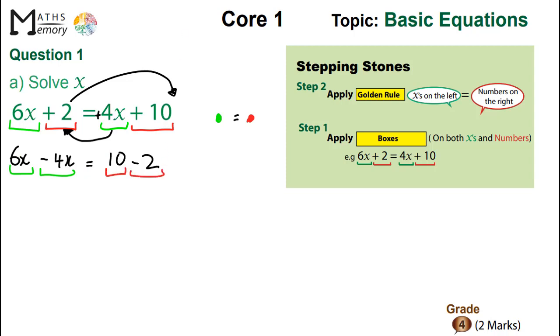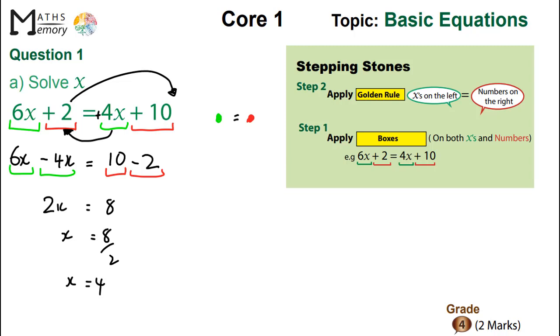Second step. Once you have this, simply simplify your terms. 6x minus 4x is 2x. 10 minus 2 is 8. 2 times what gives you 8? It'll be simply x equals 4. And that is your answer.